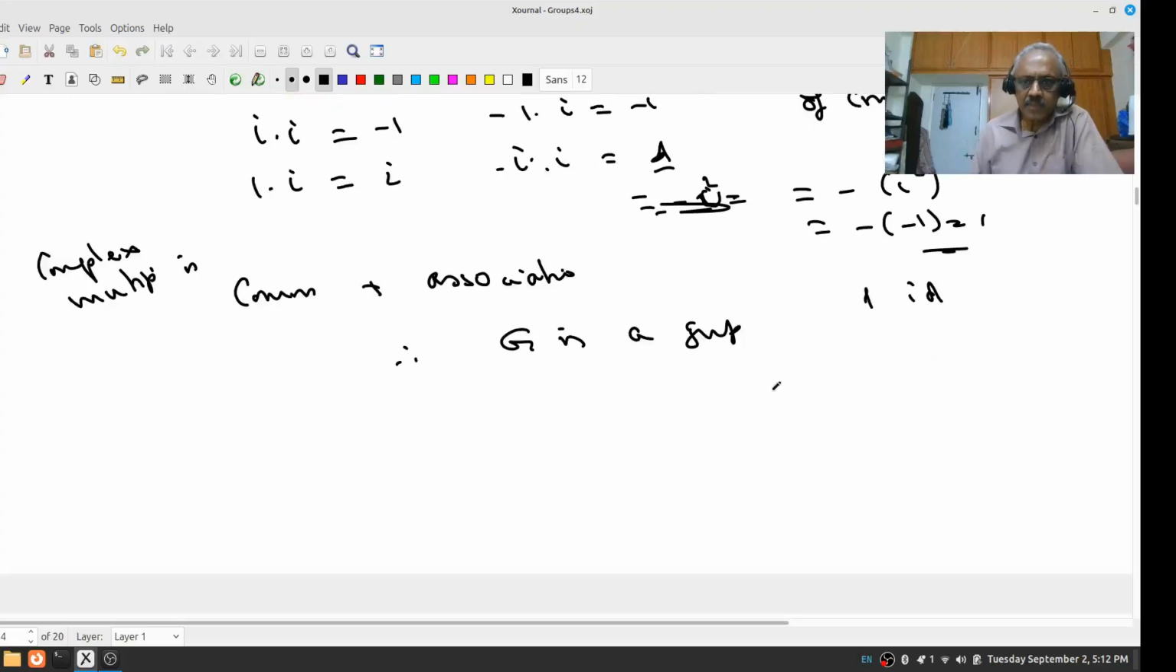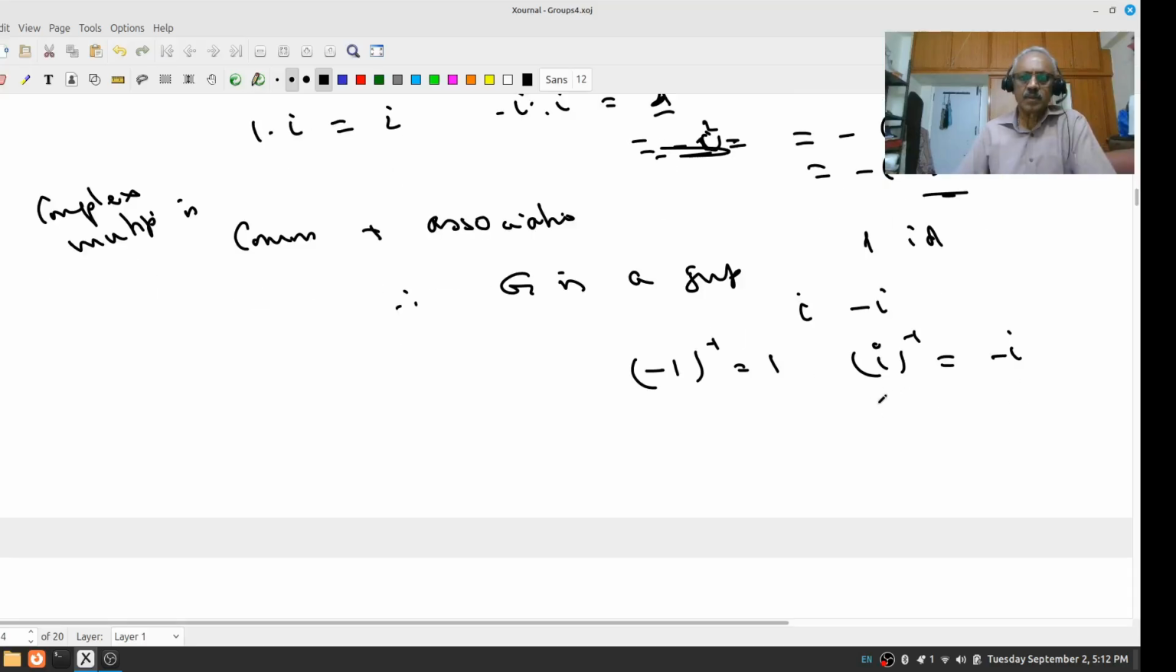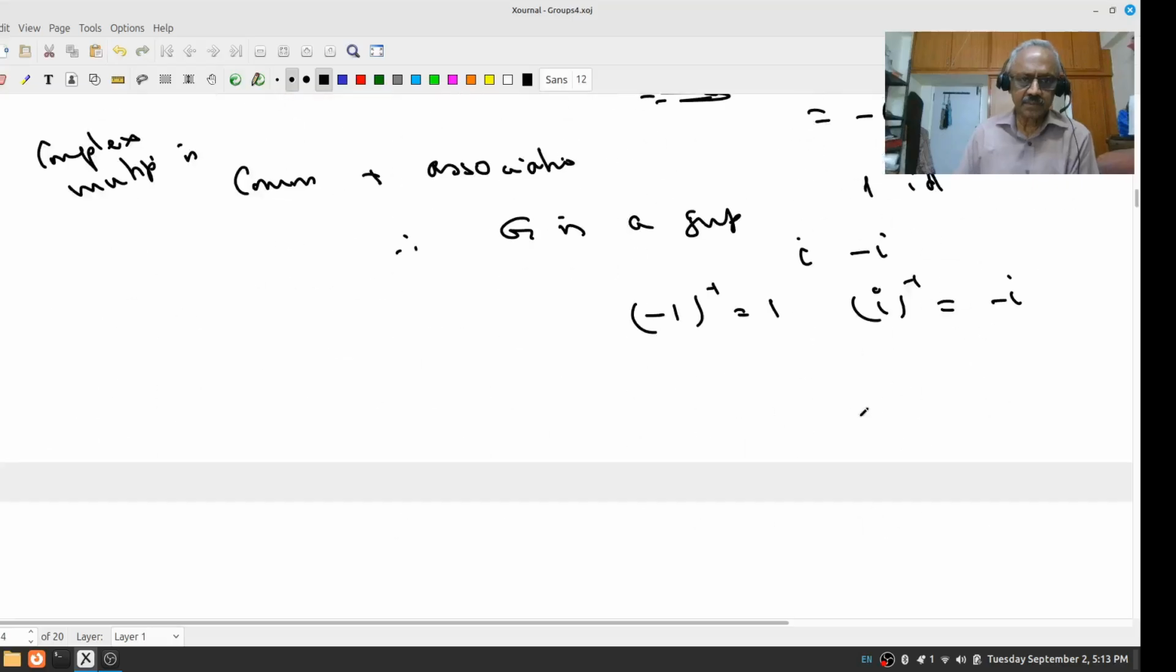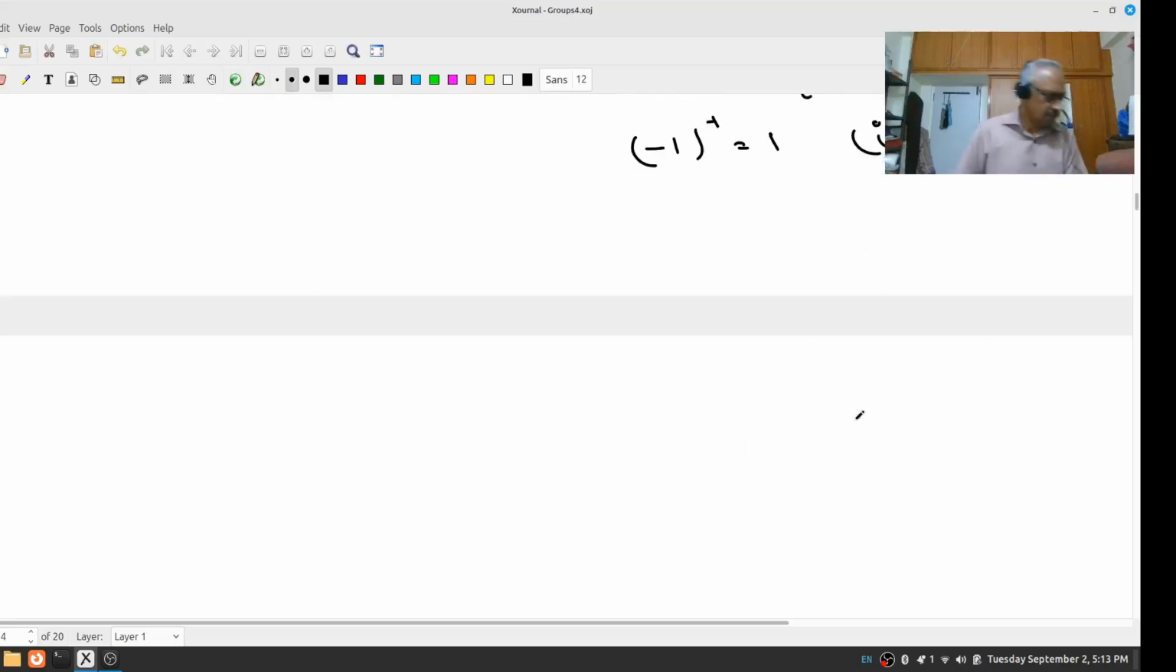What is the inverse of i? The inverse of i is minus i, because we saw its product is 1. What is the inverse of minus 1? This inverse is 1. The inverse of i is minus i. So we have got a group.